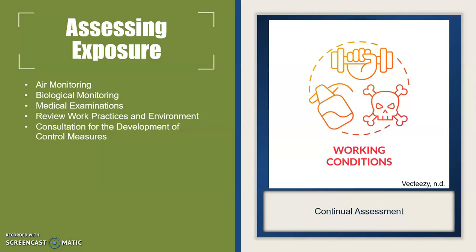Personal air monitoring. This involves collecting air samples from the worker's breathing zone to measure the concentration of airborne contaminants. This provides a direct measurement of the individual's exposure. Biological monitoring. Analysis of blood, urine, or other biological samples can detect the presence and levels of the toxic substance or their metabolites in the body, indicating actual absorption of the contaminants.